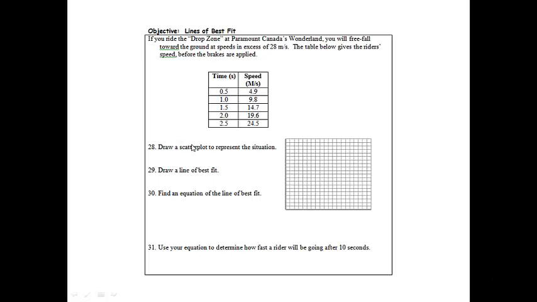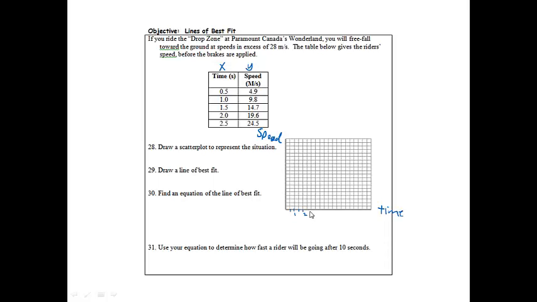Number 28 says to draw a scatter plot to represent the situation. We'll let the time be the x and the speed be the y. So let's go ahead and label that first. So time and speed. Right, so time, I know I need to get through 2.5 seconds and it's going by 0.5s. So I'll go by 0.5s.